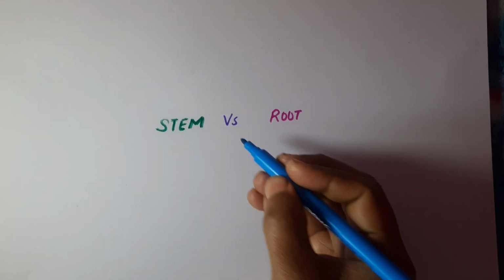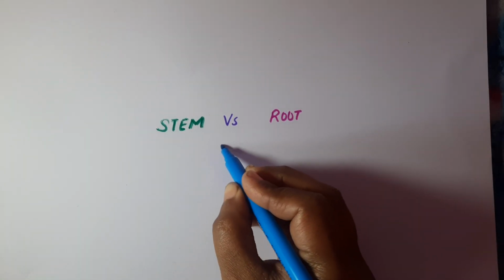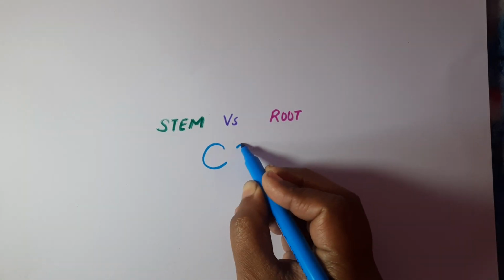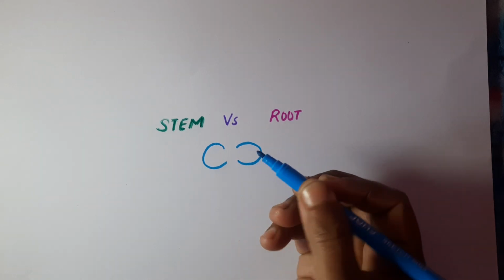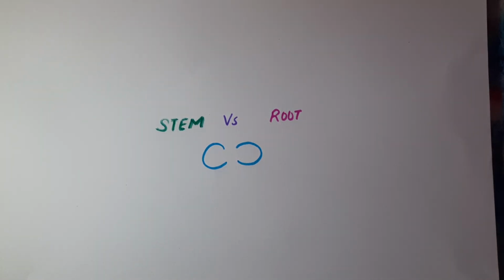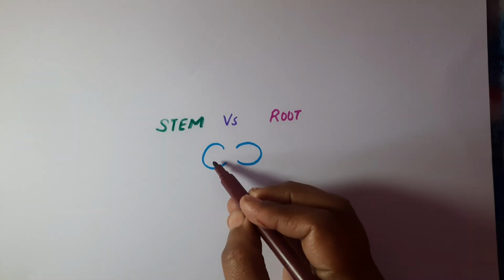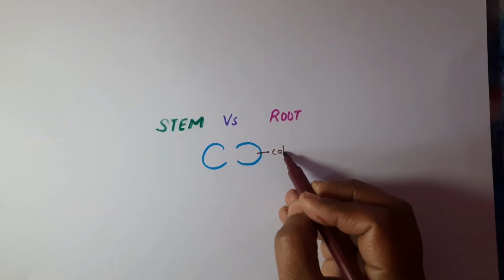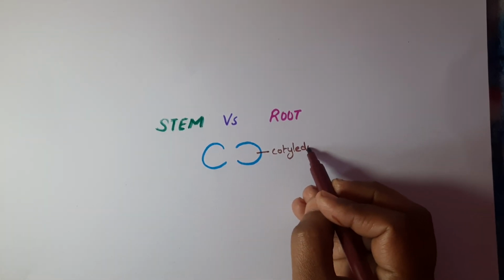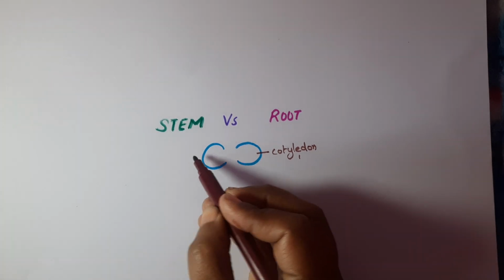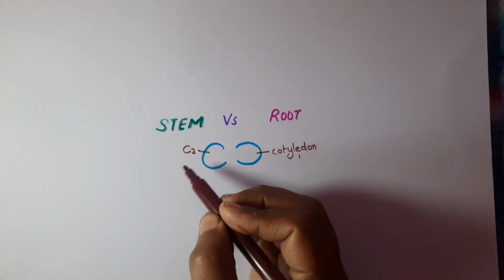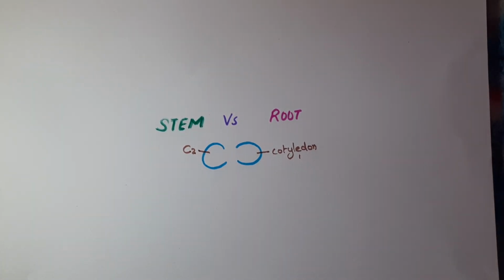Okay, so first of all I will just draw a seed. So this is a dicot seed. It means that it has two cotyledons. So this is cotyledon 1, and this is cotyledon 2. Inside the cotyledon, you know how it will give rise to a new plant.